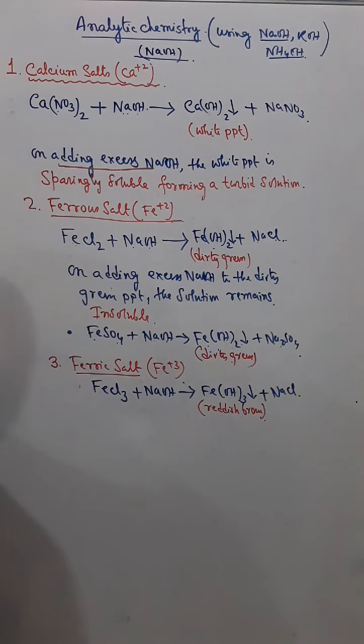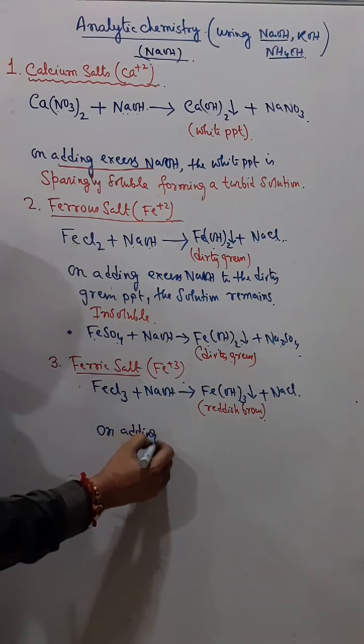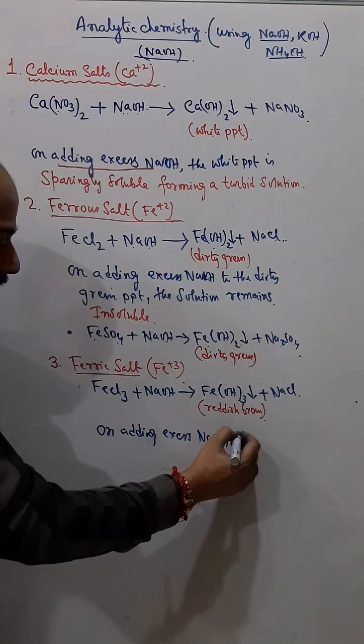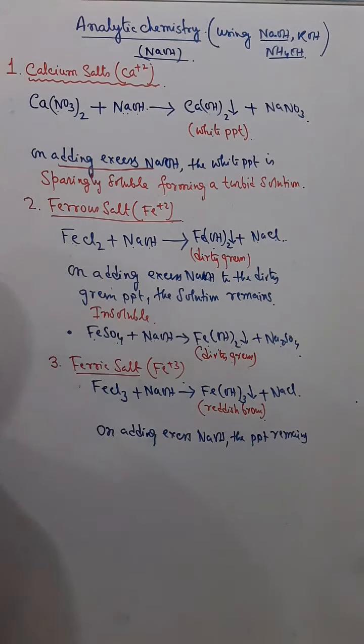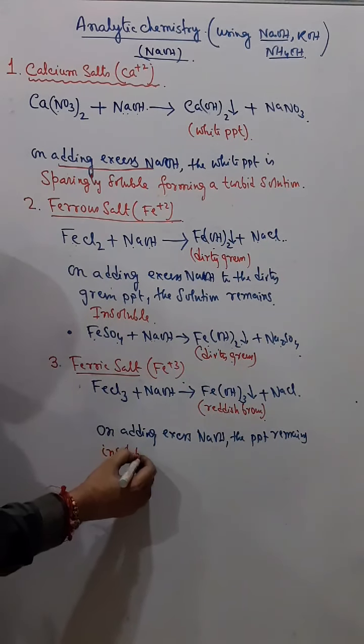Okay, and here also on adding excess NaOH, the PPT remains insoluble. So you can understand how the difference in the color of precipitate tells us what type of ions the salt contains.